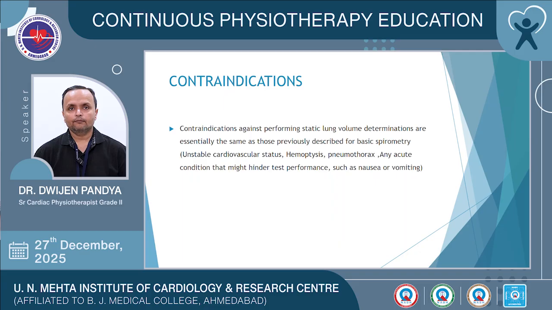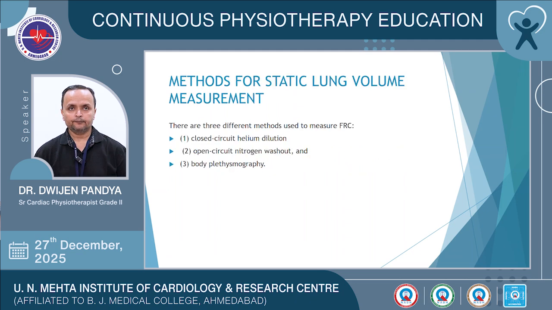Contraindications against performing static lung volume determinations are essentially the same as those previously described for basic spirometry, that is the unstable cardiovascular status, hemoptysis, that is presence of blood. Hemoptysis means presence of blood in the sputum. Pneumothorax, that is presence of air in the pleural cavity. And any acute condition that might hinder the test performance such as nausea or vomiting.